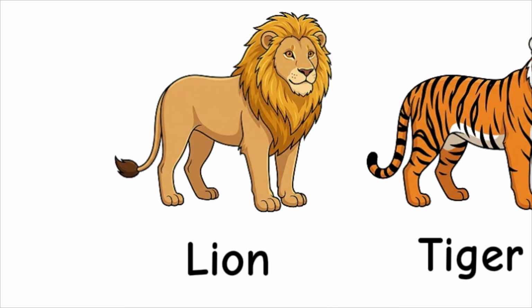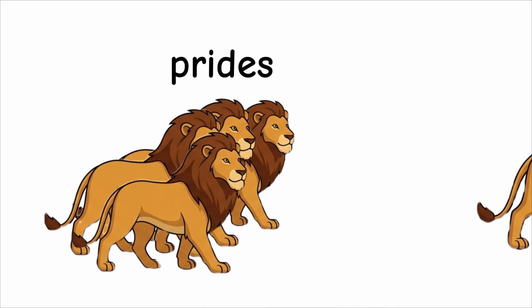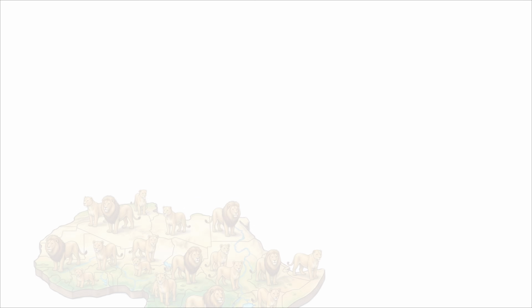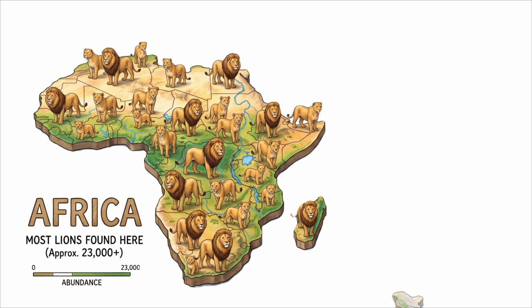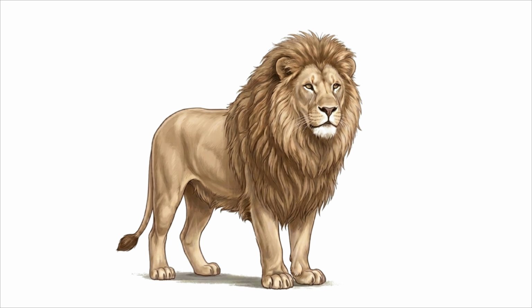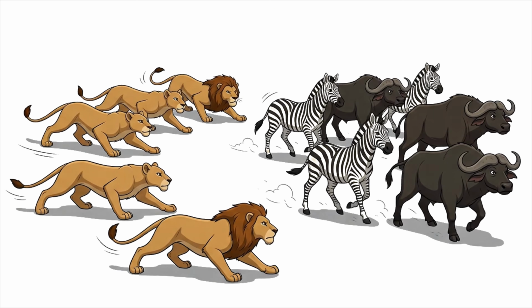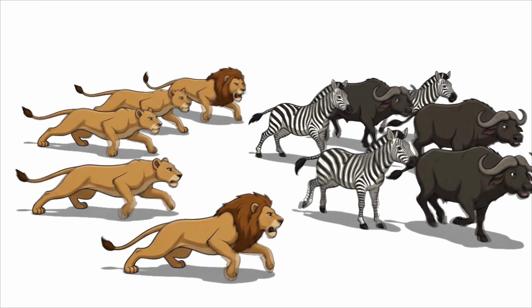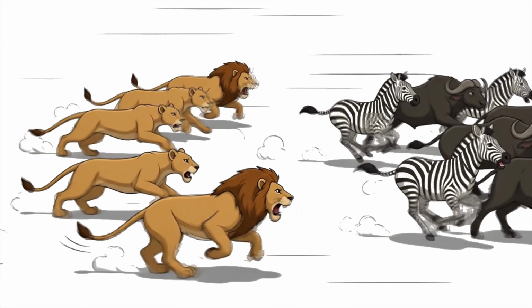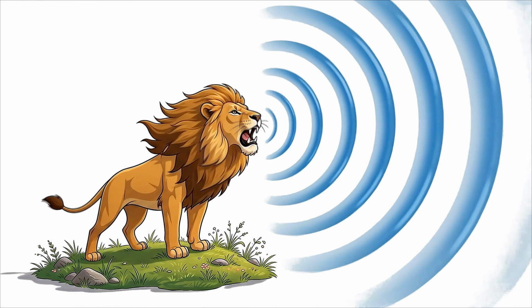The lion. The lion is the only truly social big cat and lives in groups called prides. Most lions are found in Africa, although a small population survives in India. Males are recognized by their large manes, which can vary in color and size. Lions hunt large animals like zebras and buffalo, often working together during nighttime hunts. Their loud roar can be heard from miles away across open grasslands.